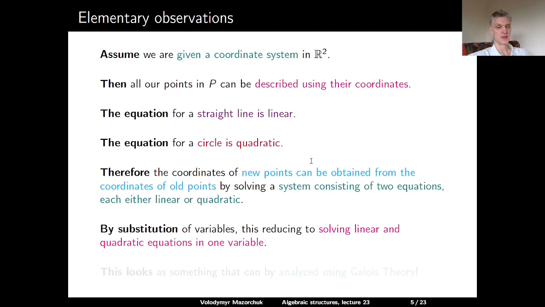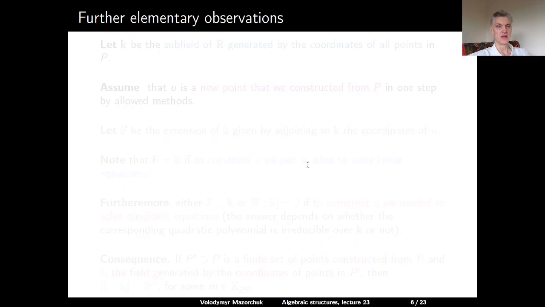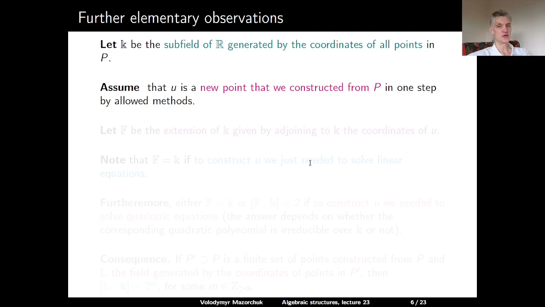Using substitution of variables, this reduces to solving linear and quadratic equations in one variable, starting from the coordinates of the original points. So this looks like something that can be analyzed using Galois theory, because Galois theory was about solutions of polynomial equations. Let us denote by little k the subfield of R which is generated by the coordinates of all points in P. Assume that u is a new point that we constructed from our set P in one step by an allowed method, so an elementary constructible point. Let capital F be the extension of k which is given by adjoining to k the coordinates of this point u.